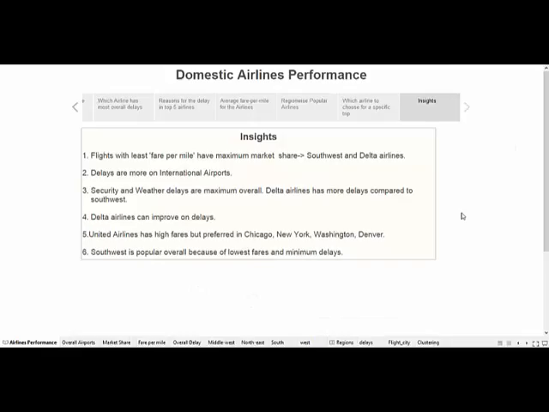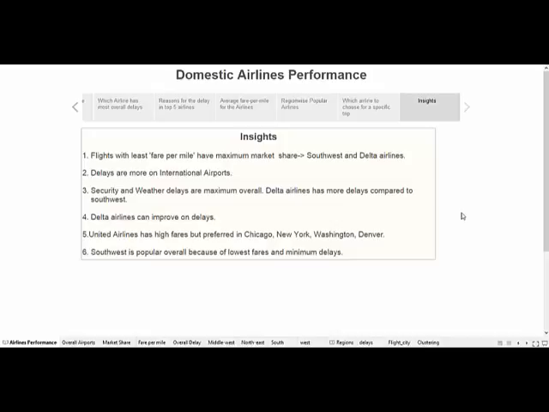So, the overall insights include that the flights with the least fare per mile have maximum market share, which are Southwest and Delta Airlines. We also see that the delays are more at the international airports. The security and weather delays are maximum overall, and Delta Airlines has more delays compared to Southwest.